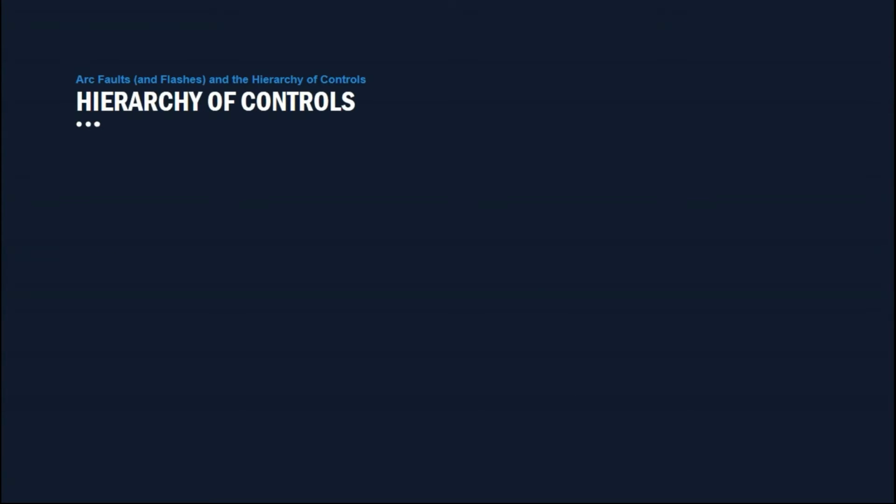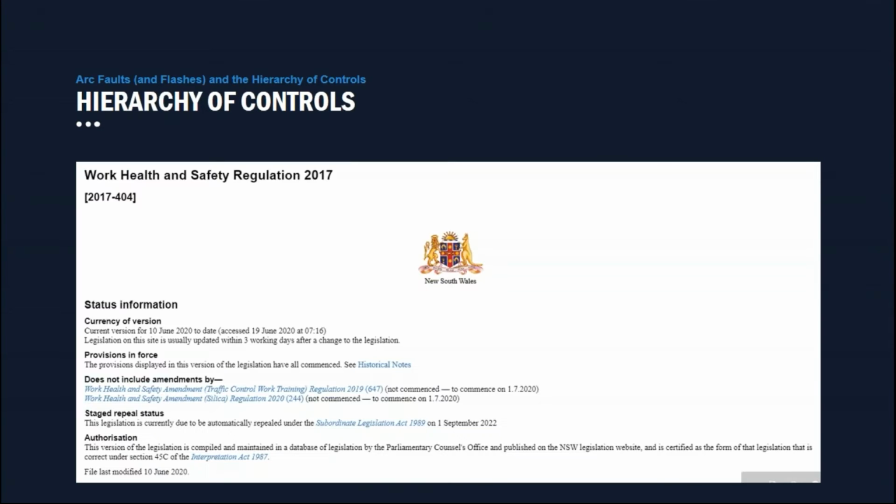So the hierarchy of controls. Well, the hierarchy of controls, from my reading, is embedded in a tedious document called the Work Health and Safety Regulation 2017. My apologies to any regulators who might be online for whom this is a critical document. But this is the OH&S regulation. It is not the mines version of the same.